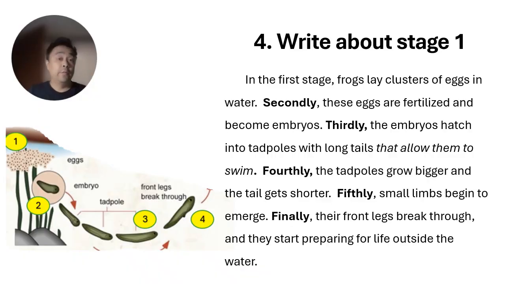Here's stage 1. Feel free to pause the video and read the paragraph carefully. Okay, now that you've paused the video, let me go through this. The student has written a decent paragraph. The sentences are grammatically correct. And I could see that the student has used linkers like secondly, thirdly, fourthly, fifthly, and finally. These linkers help the reader follow the steps in each stage, and so it's easier to read.